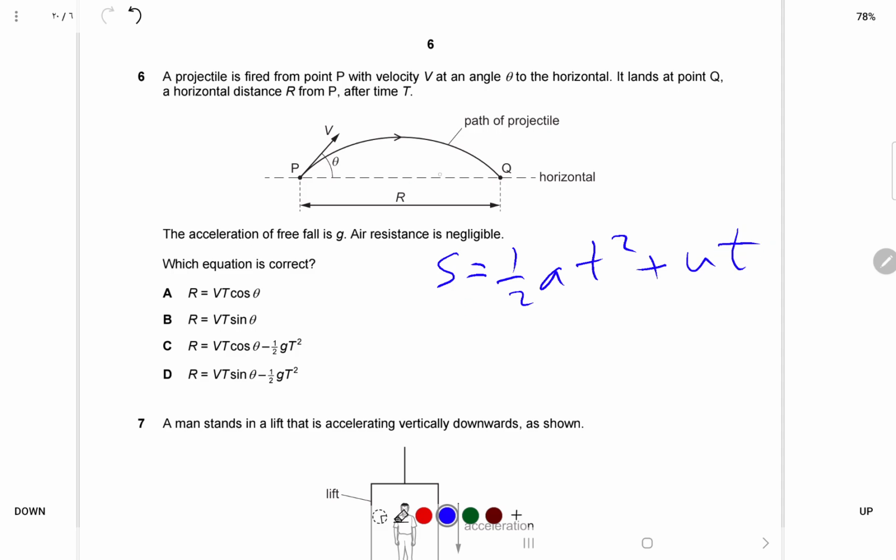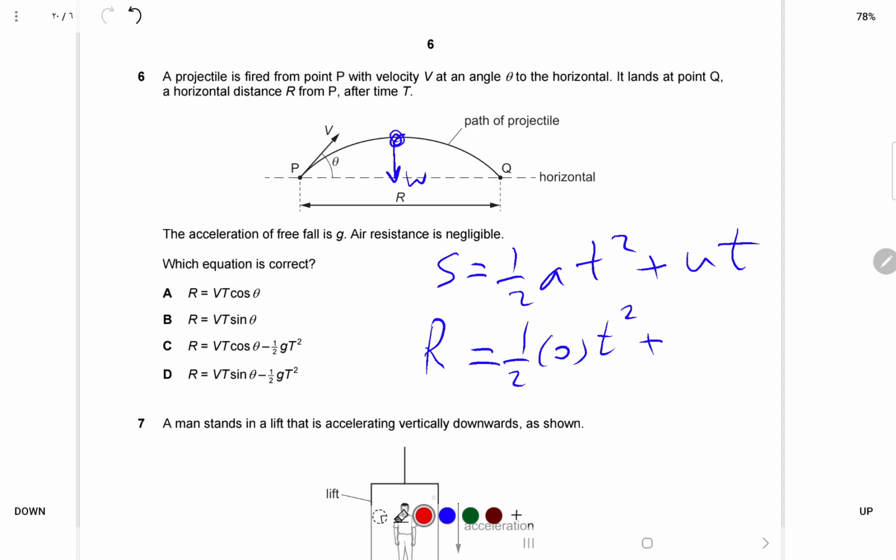Here we're talking about the distance r, which is a horizontal distance. So I can replace s with r. Half times a times t squared. When the projectile is moving horizontally, only the weight is acting, but the weight is a vertical force. Since there is no air resistance, there is no horizontal force acting, which means acceleration must be 0. So half times 0 times t squared plus ut.